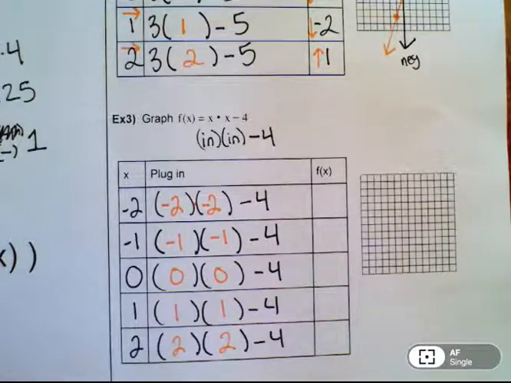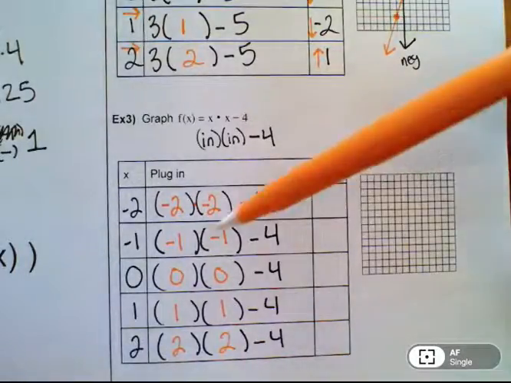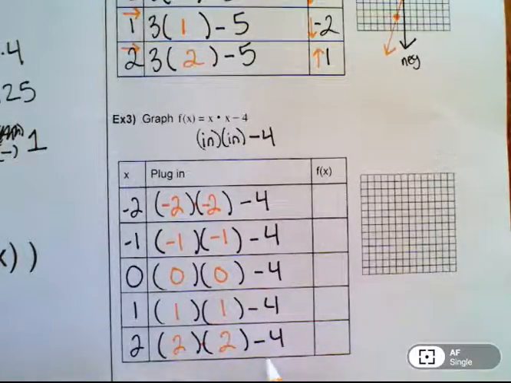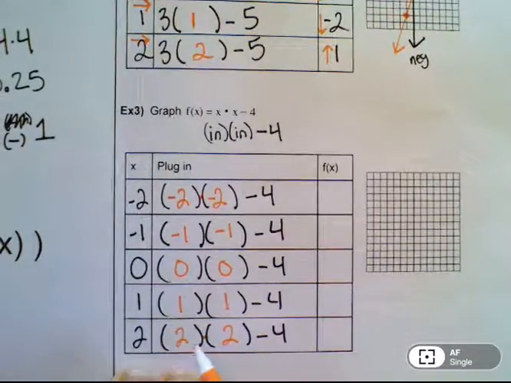If you still need time, go ahead and pause, but this is what it should look like. So we're just taking our input, plugging it into both input spots. I can definitely do these in my head. These are pretty easy. We do need to make sure we multiply before we subtract. I'll start at the bottom because everything's nice and positive.